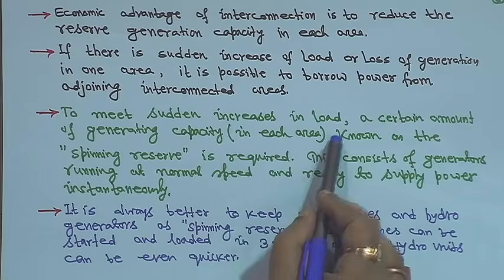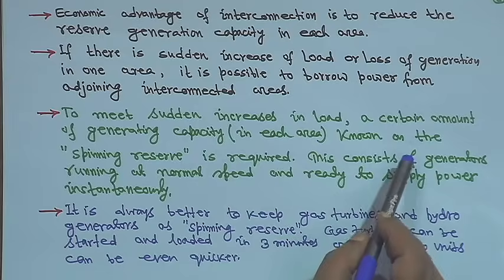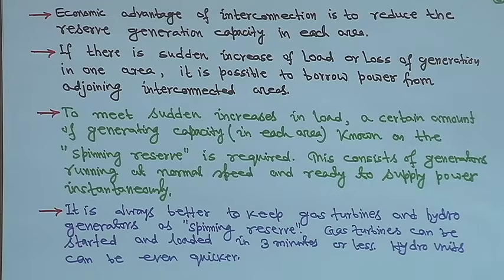Now to meet a sudden increase of load, a certain amount of generating capacity in each area, known as the spinning reserve, is required.